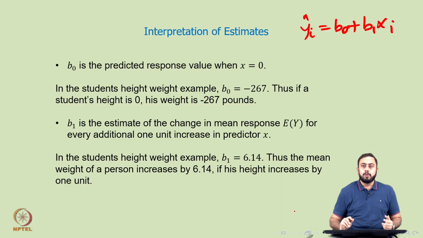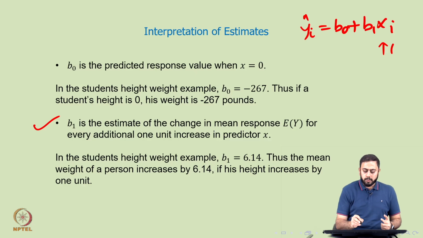Now you can pause the video and try to answer a simple question: how do you interpret B1? We will begin with B1. The interpretation of B1 is given as a second point here. B1 is nothing but the estimate of the change in yi hat, or change in mean response, for every additional 1 unit increase in predictor x, isn't it? If you increase xi by 1 unit, how much change you will see in yi hat is quantified by B1, because B1 has been multiplied by xi. So if you increase xi by 1 unit or 2 units or 3 units, since you are multiplying that quantity by B1, there will be that much change in the predicted y.